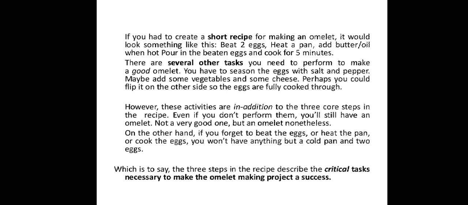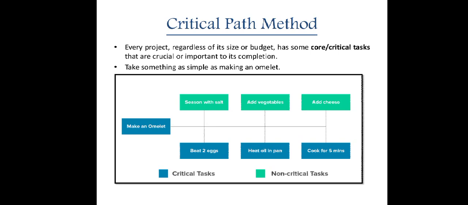So overall, this example says that we cannot avoid or ignore core or critical tasks in completing a project, whereas if we avoid non-critical tasks, the project will be complete. But if we avoid critical tasks, the project will not be complete, which is to say, the 3 steps in the recipe describe the critical tasks necessary to make the omelette making project a success. So here these are the critical tasks, without which the project is incomplete, and non-critical tasks, even by avoiding these, the project will be complete.